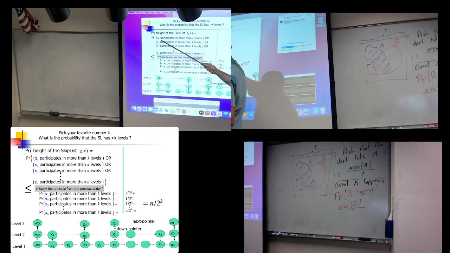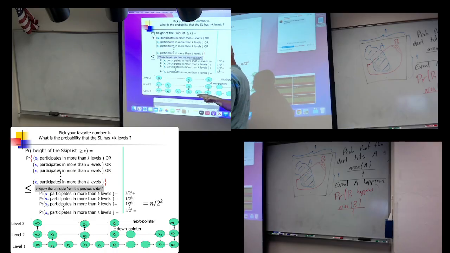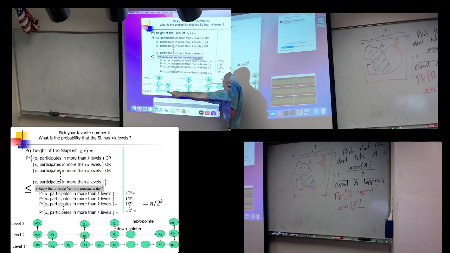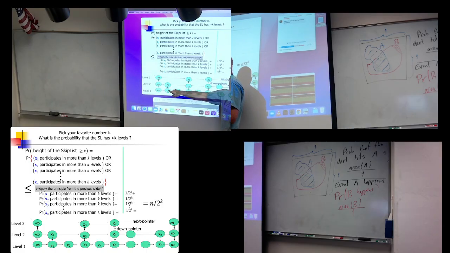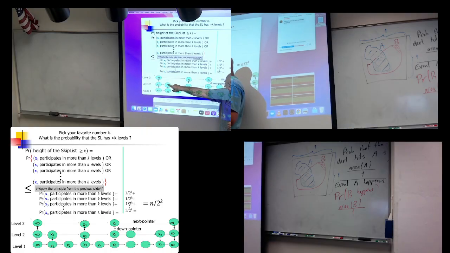Let's meditate on X1. What is the probability that X1 participates in more than k levels? How did I insert X1? I told X1, you're 100% in level 1. Told the coin, you have a 50% chance to be in level 2. If this happens, you have a 50% chance to be in level 3, and so on. What is the probability that I got more than k, or at least k levels for X1?